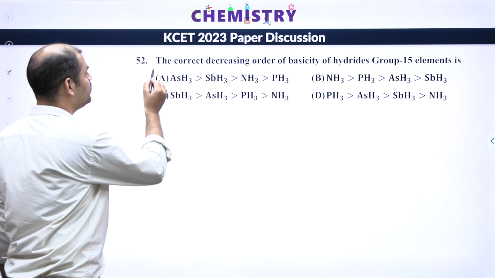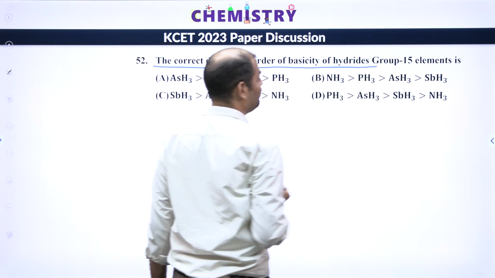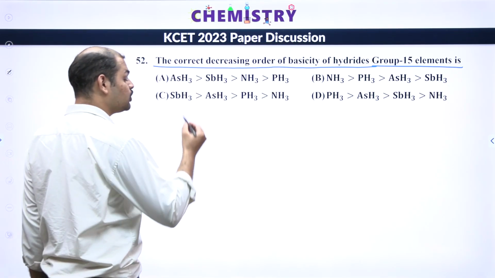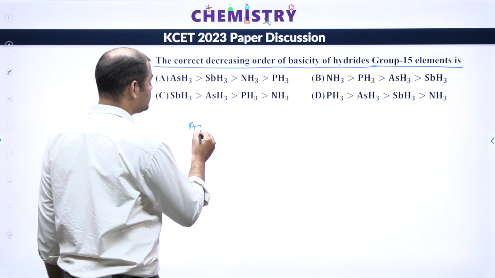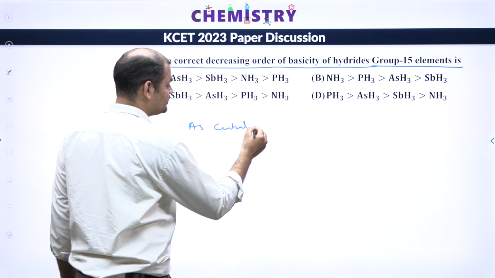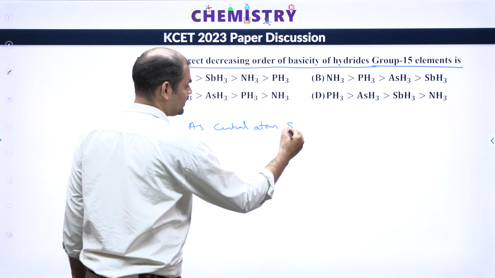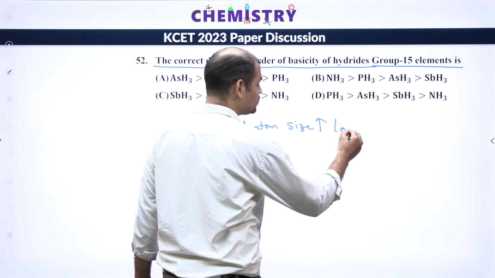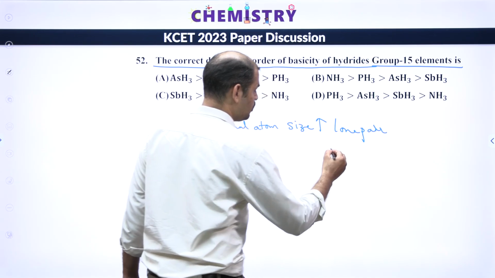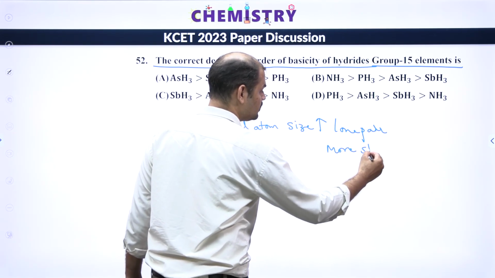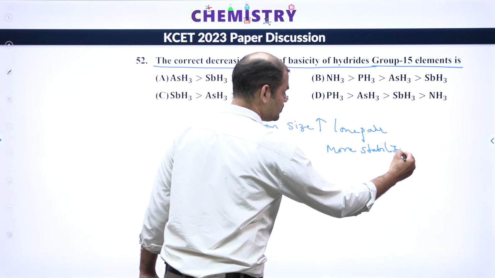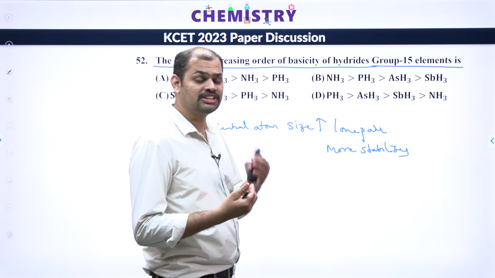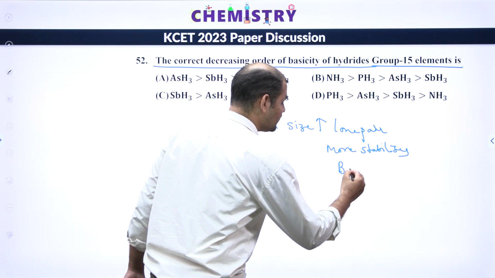The next question 52, the correct decreasing order of basicity of hydrides of group 15 elements is. Observe carefully, in the group 15 element hydrides, remember carefully, as central atom size increases, the lone pair is more stabilized. So as central atom size increases, lone pair more stabilizes. If lone pair is more stabilized, it cannot donate easily. So basicity decreases.